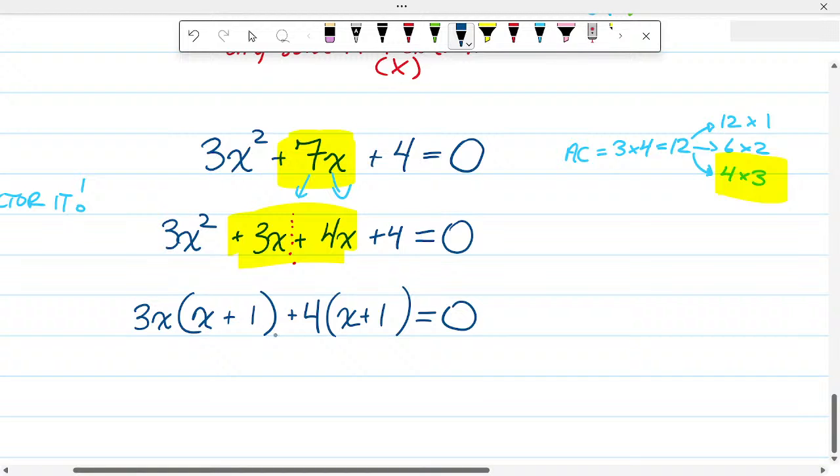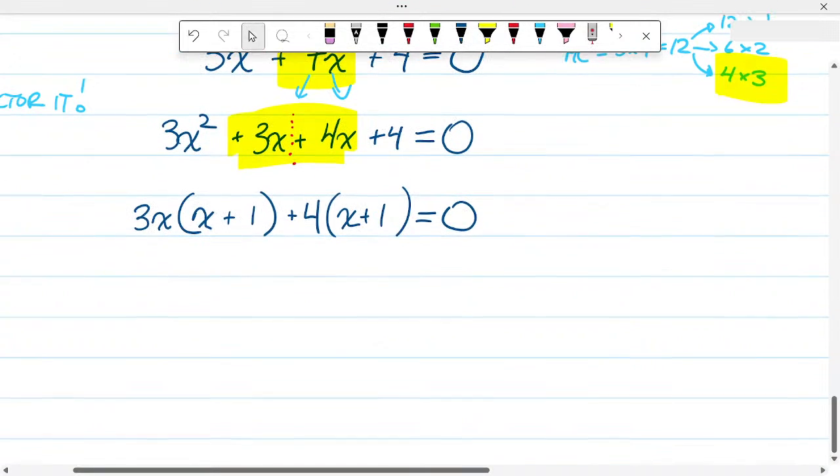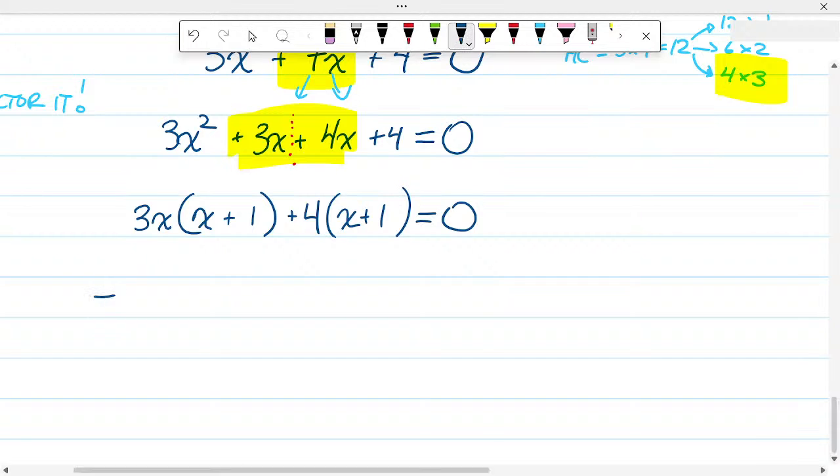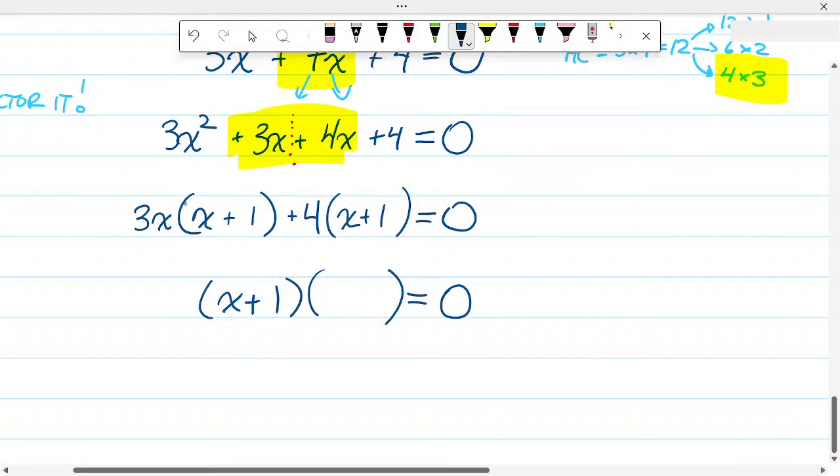And look, those are the same, which means I can do my next line. But of course, how am I going to do my next line? Do I put the equal sign up here? No. Where does it go? With the 0. In line. And on the right, we haven't changed anything, so it's still equal to 0. And now, what do these have in common? X plus 1. So I write that. And then, when I take the x plus 1 out of this, I'm left with just 3x. And when I take the x plus 1 out of here, I'm left with just plus 4. So there we have it in factored form.